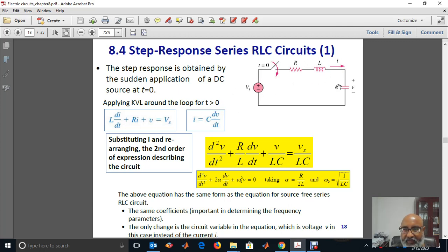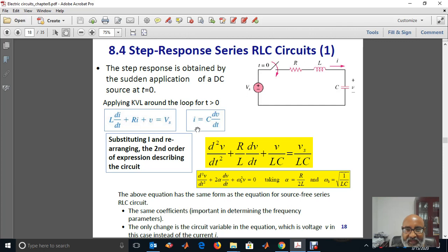In this circuit, you have series RLC circuit, and at t equal to 0, the switch is closed, which means the circuit is getting the supply voltage Vs. Now, applying KVL across the loop, the voltage across the inductor plus the voltage across the resistor plus the voltage across the capacitor is equal to Vs, the source voltage. L dI by dt plus R times I plus V is equal to Vs.